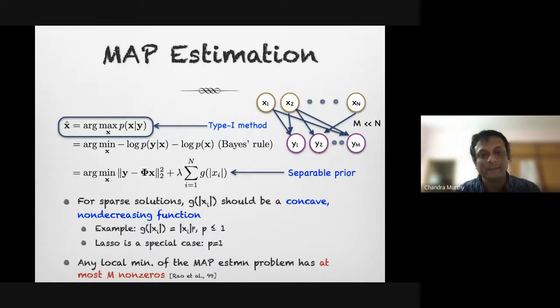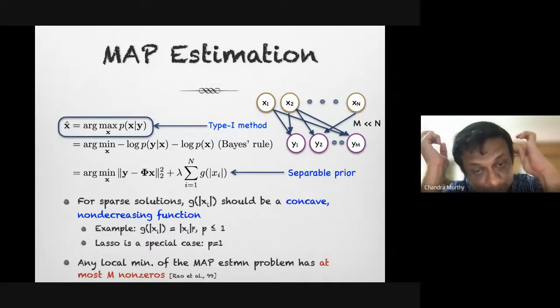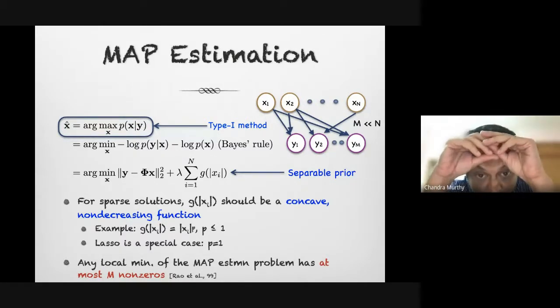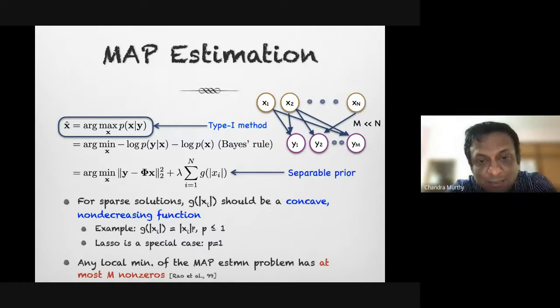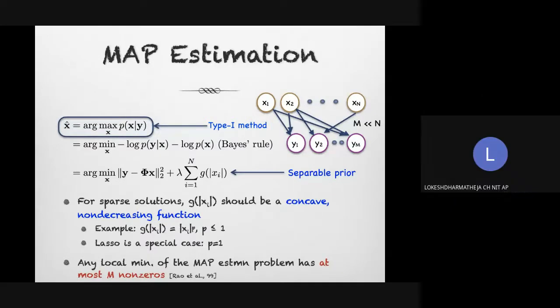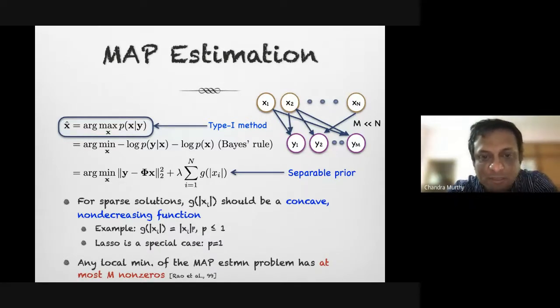So for example, if p of x is equal to e power minus mod x, it's actually the product of e power minus mod xi. Then negative log p of x will become the summation of mod xi. Then in that case, g of x is equal to x, or g of x is equal to mod x. But I could choose differently. So basically, minus log p of x is g.